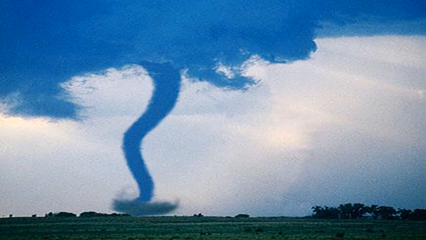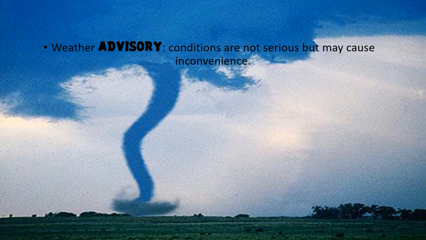So what do you do? Well, you need to pay attention to the weather, whether it be a weather app or watch the news. Here are the 3 things you need to know about. The first is what we call an advisory. This means that, you know what, conditions are not really serious, but it could cause some inconvenience. Maybe you've got plans to have a picnic outside and it's going to rain. That might be a weather advisory.